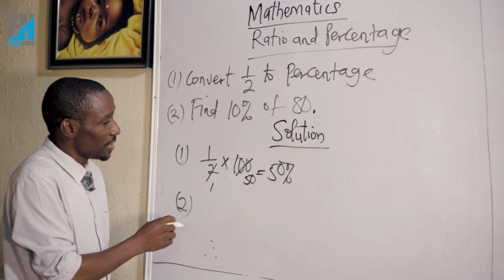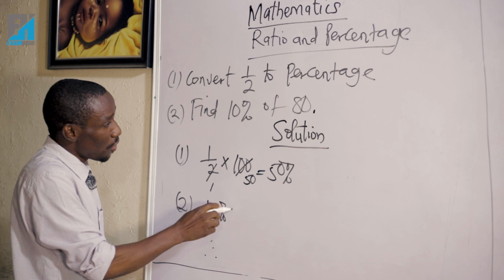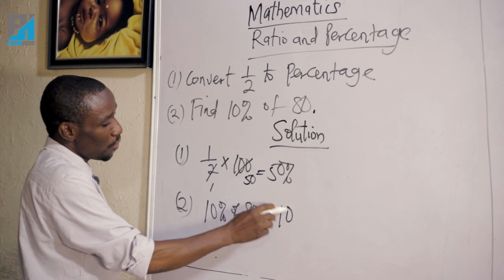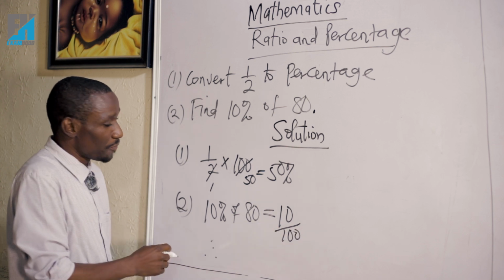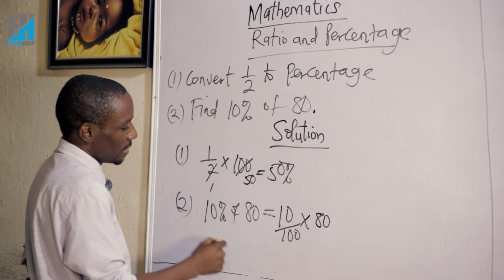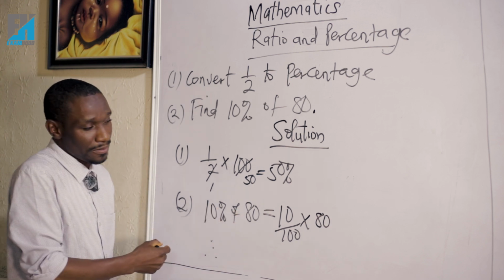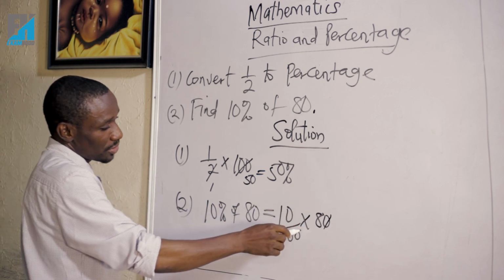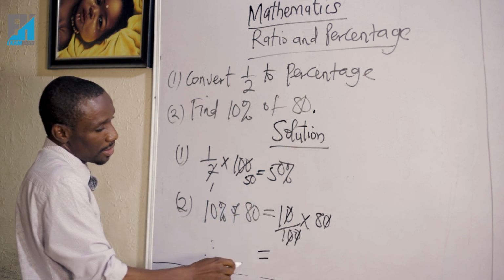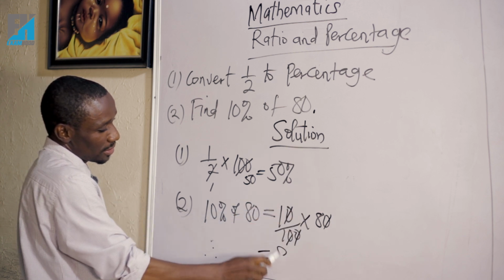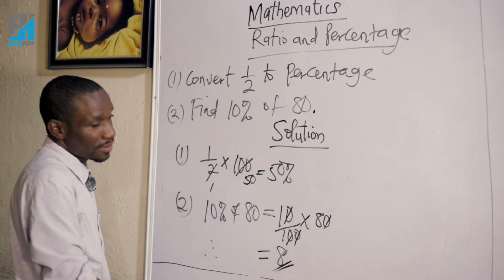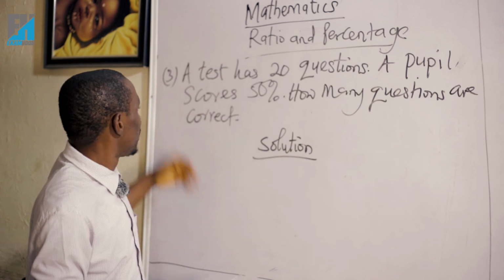Number 2, find 10% of 80. Simply you write it like this, 10/100. When you hear a percentage, they are talking about 100. 10/100 times 80. This "of" you just change to times. So 0 cancels 0, and you are left with 8. So 10% of 80 is 8.